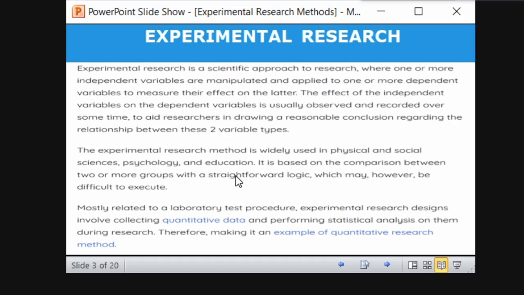So mostly related to laboratory tests, experimental research designs involve collecting quantitative data. You know what is quantitative, right? I told you. Quantitative is which can be measured and which can be expressed in terms of numbers, and performing statistical analysis on them during research. So therefore it is an example of quantitative research method.